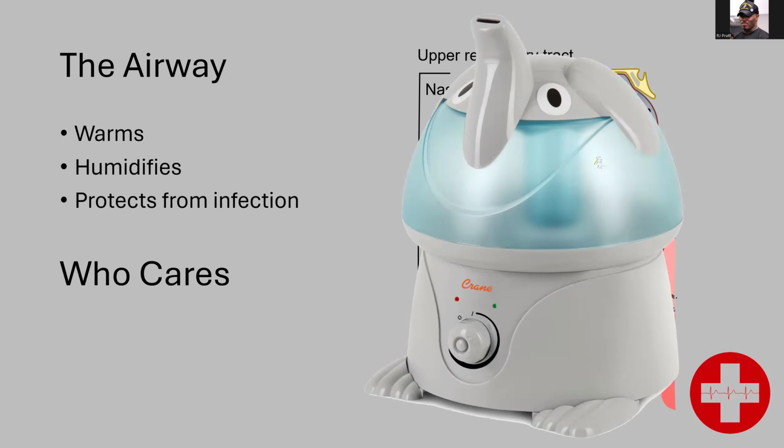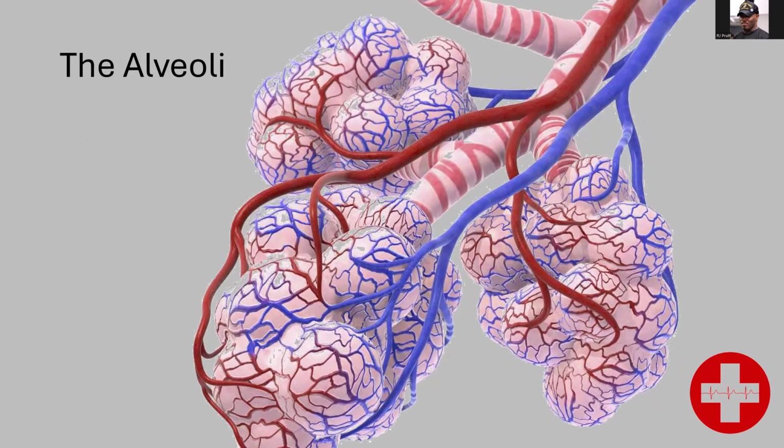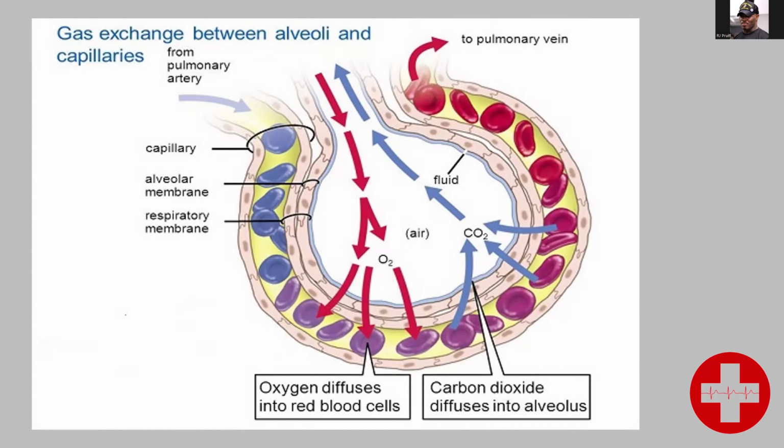The joke that I make when I normally teach this class is this little elephant dude that I had in my bedroom when I was sick as a kid also warms and humidifies the air. So airway's not doing a whole lot. The alveoli is really what we're going to focus on in this presentation.